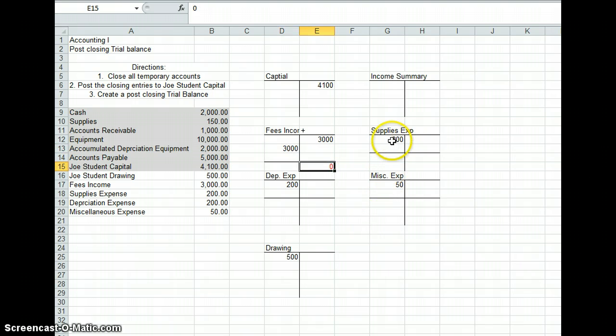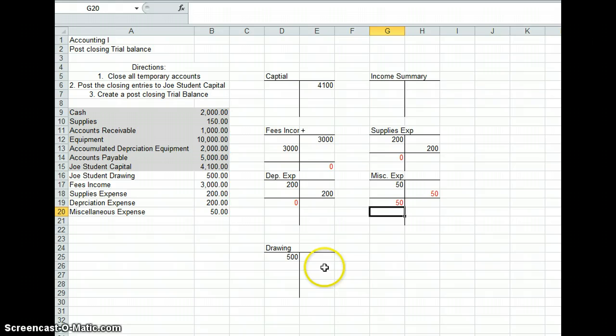And then I'm going to do the same thing for supplies expense. Here, the $200 is positive, has a normal debit balance. So the credit side is going to be my negative side. I'm going to credit supplies expense for $200 and bring that account to zero. Same thing with depreciation expense. We have a normal debit balance. I'm going to credit the account, and that'll make a zero balance for depreciation expense. And I'm going to credit miscellaneous expense and have a zero balance in miscellaneous expense.